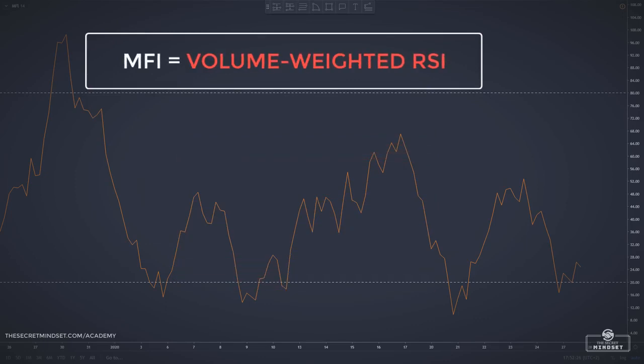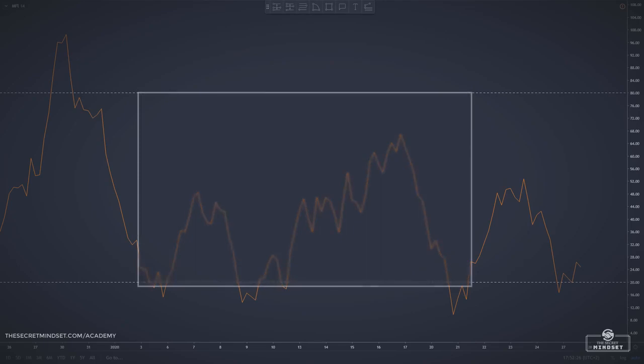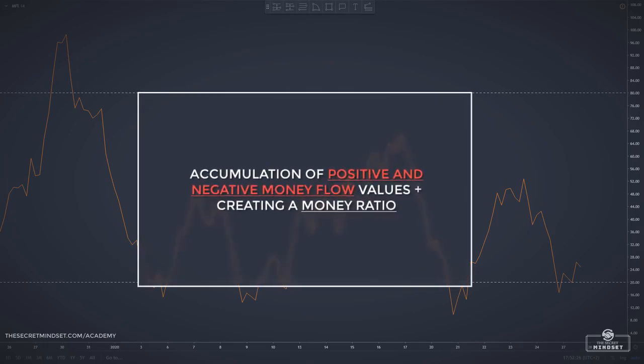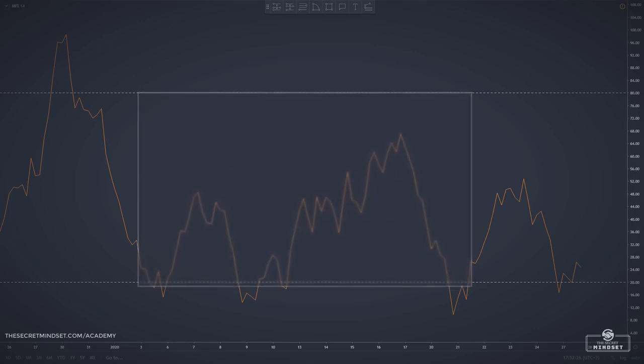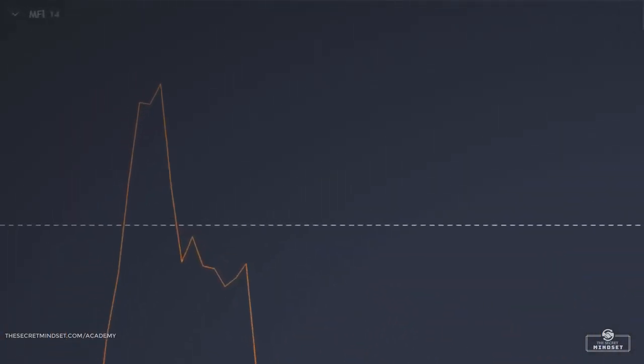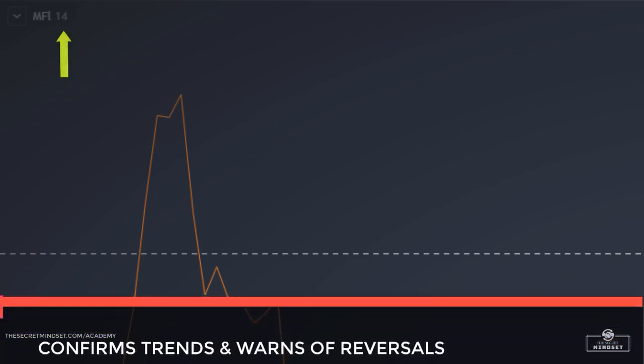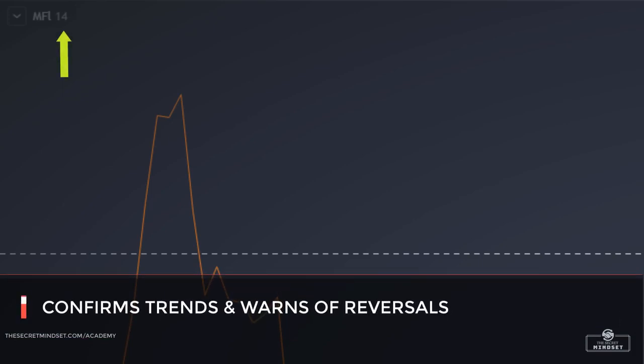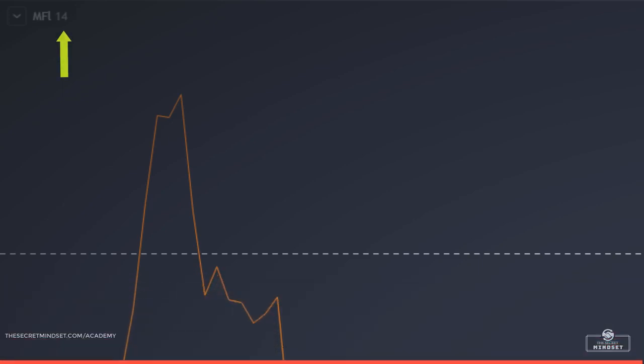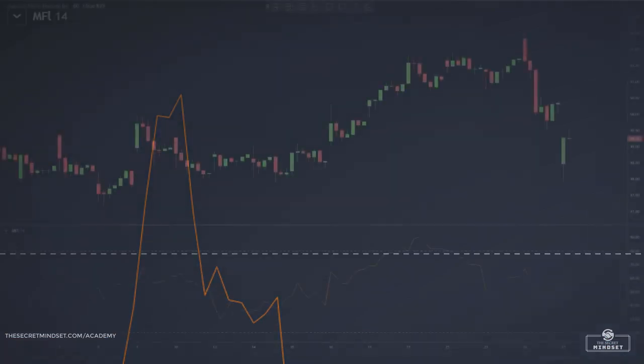The money flow index is calculated by accumulating positive and negative money flow values, then creating a money ratio. The money ratio is then normalized into the MFI oscillator form. The indicator is typically calculated using 14 periods of data and uses price and volume and the concept of accumulation and distribution, being quite helpful in confirming trends in prices and warning of potential reversals in prices.